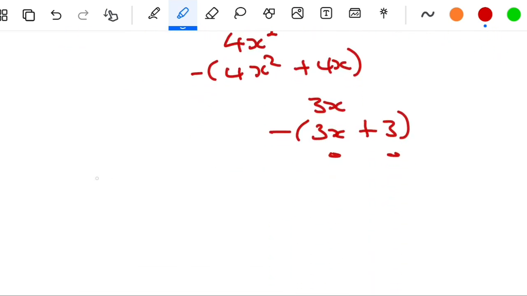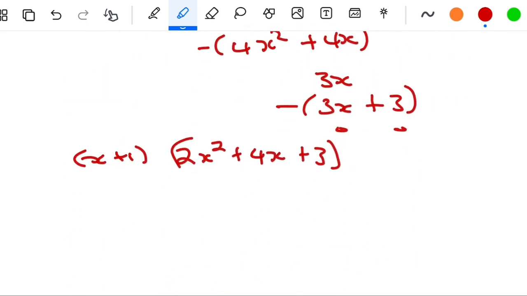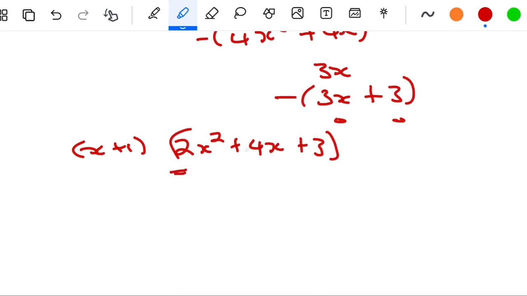So my factors now, I have x plus 1 and 2x squared plus 4x plus 3, the one that I found here. So I need to find the factors of this one, and since they told us that it has one real root, this is the real root here. Now here we're supposed to use the quadratic formula to find the complex roots. So let's do that. The quadratic formula is what?